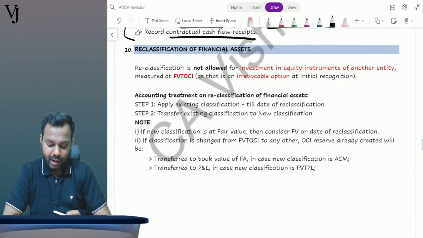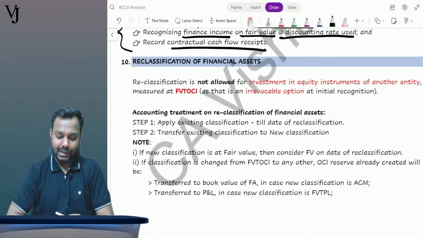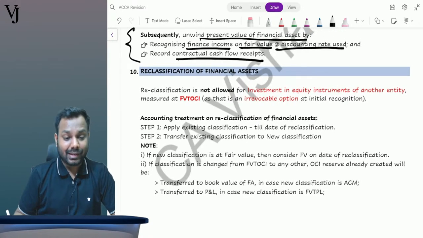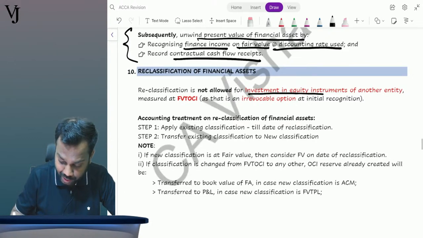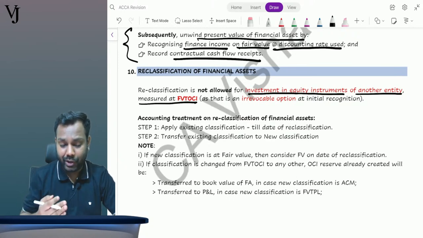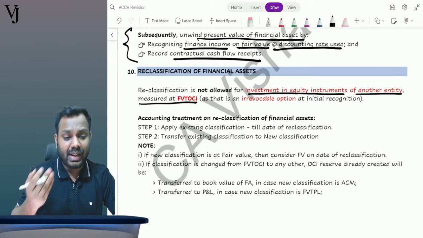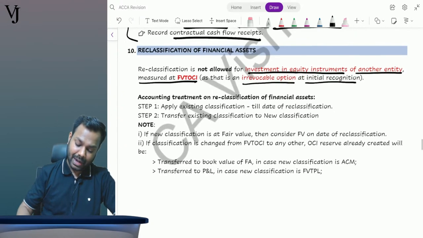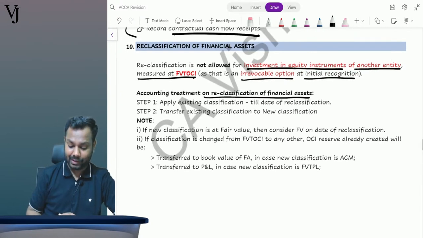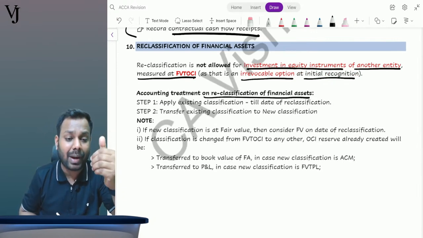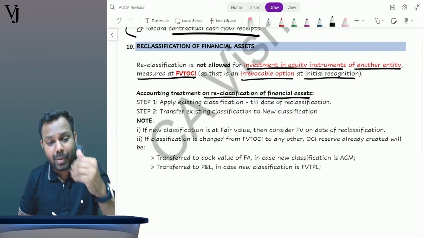Now comes the question of reclassification of financial assets. Understand, reclassification is not allowed for investment in equity instruments of another entity measured at FVT OCI. If it is measured at FVT OCI, it cannot be reclassified back to FVT P&L, as this is an irrevocable option at initial recognition. Now understand accounting treatment on reclassification of financial assets. Till the date of reclassification, you have to apply the old policy. Subsequently, you have to apply the new policy.